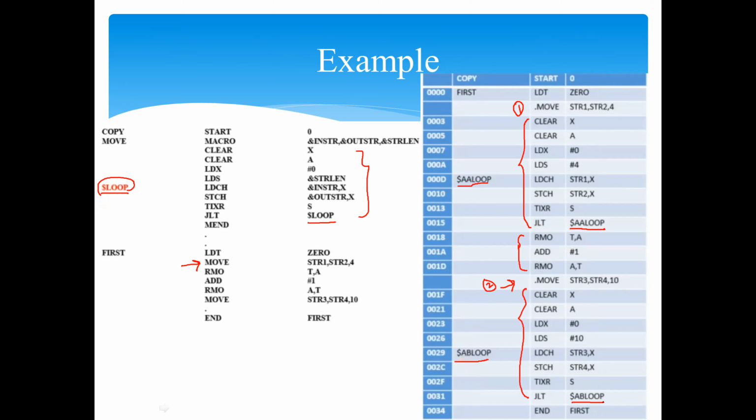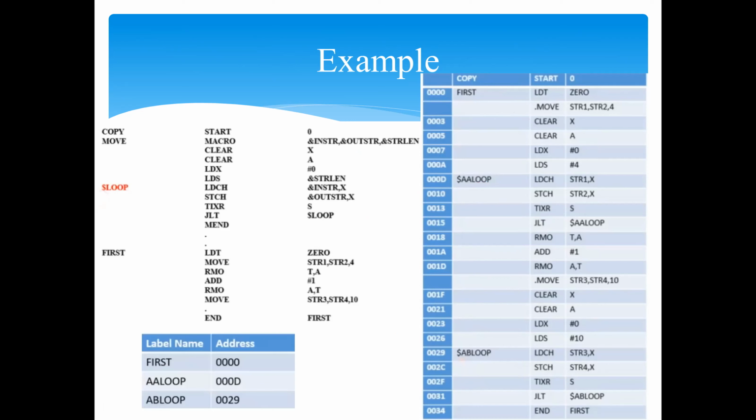Now, if you try to construct the symbol table, can you guess what will be there in the symbol table? First, you'll have the first label with its address, and next you have AA loop followed by its address, and you have AB loop followed by the address 0029. This will be your symbol table.